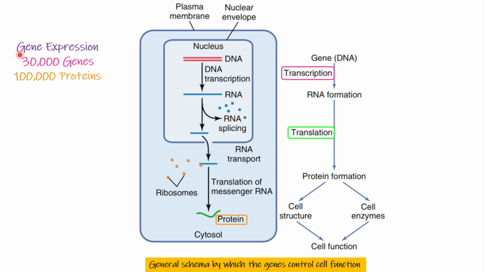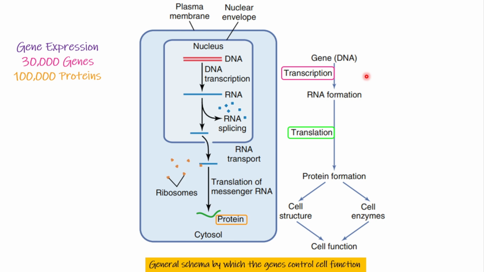Now, what is gene expression? Gene expression is basically the conversion of DNA into RNA and RNA into protein, or the transcription and translation collectively known as gene expression. And what is a gene? In simple words, it is a specific sequence of nucleotides that collectively forms a gene. Now, how many genes are present in DNA? There are 30,000 different types of genes, which will result in 100,000 different types of proteins. So around 3 to 3.3 times more proteins are produced as compared to the genes.